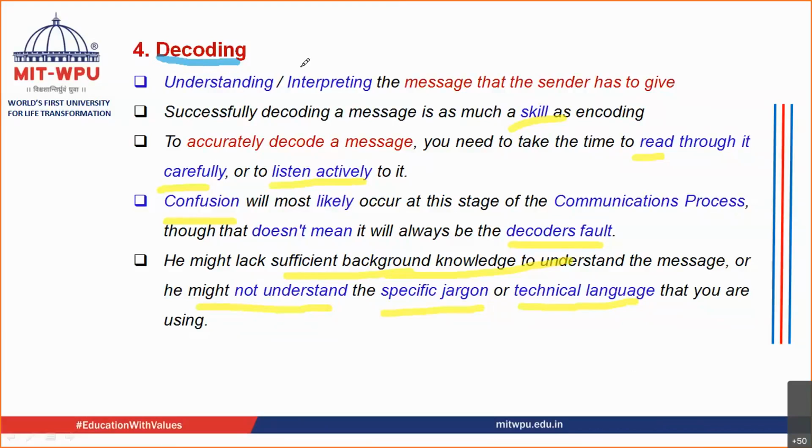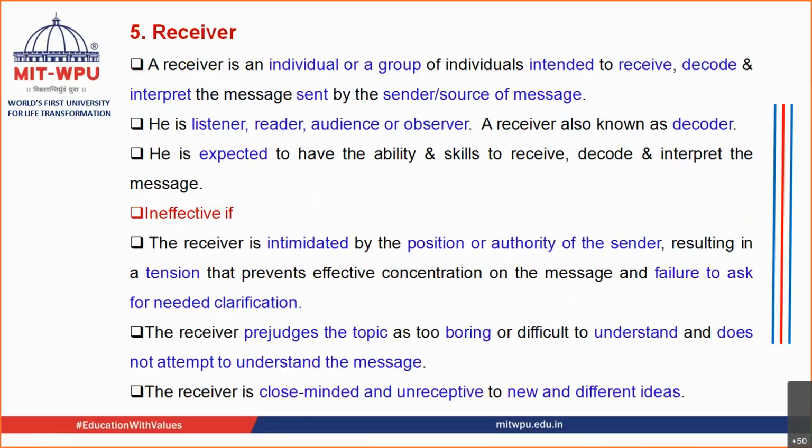Moving ahead, after decoding comes the receiver. In this whole communication process, one of the elements is the receiver, who is the most important element. Who is the receiver? A receiver can be an individual person. Like in the figure, when I was having a discussion with Ananya, the receiver was Ananya. She was understanding, interpreting, decoding, and passing on the message to me. She was further communicating with me.